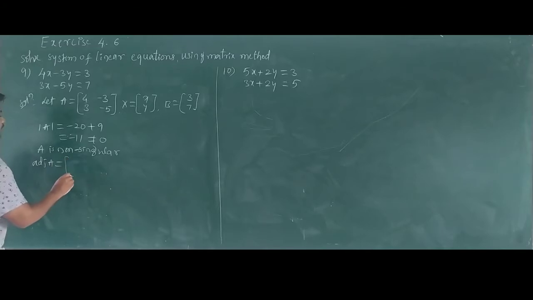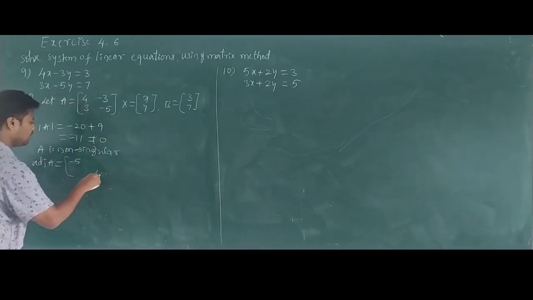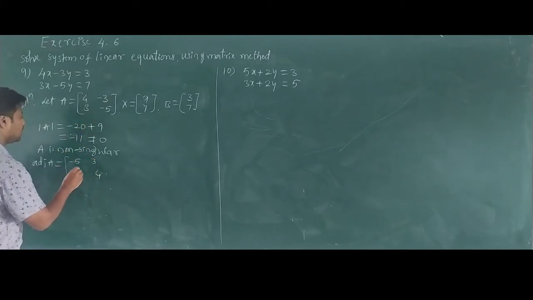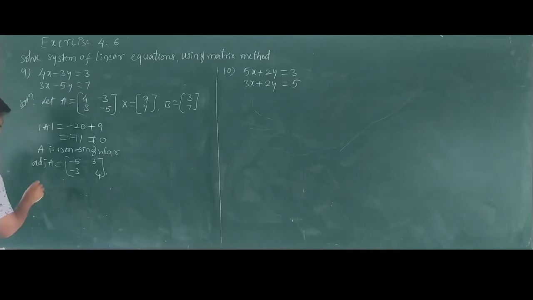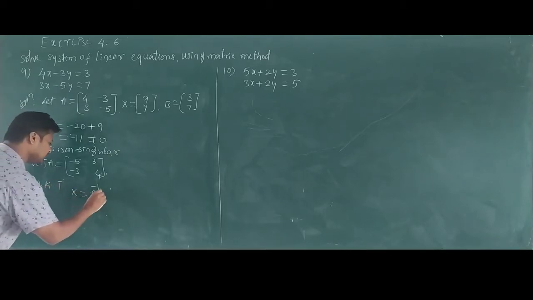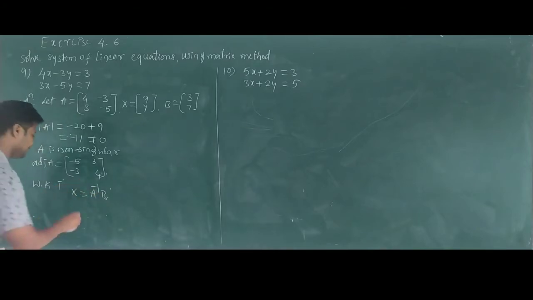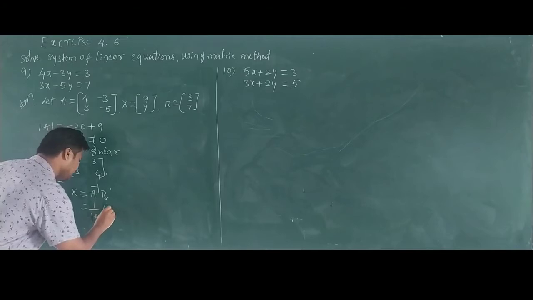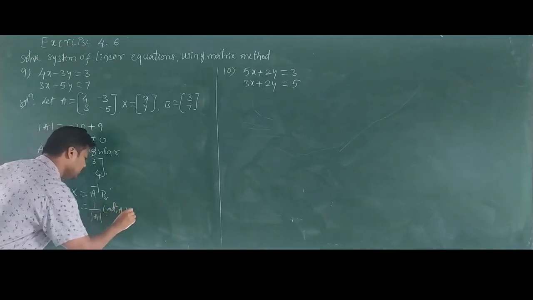Adjoint of A: just interchange the diagonal elements, minus 5 and 4, and change the sign of the non-diagonal elements, plus 3 again to minus 3. Okay. We know that AX equals B, so X equals 1 by determinant of A into adjoint of A into B.